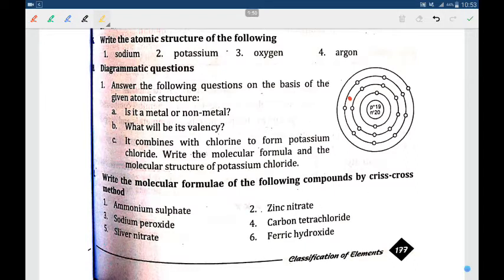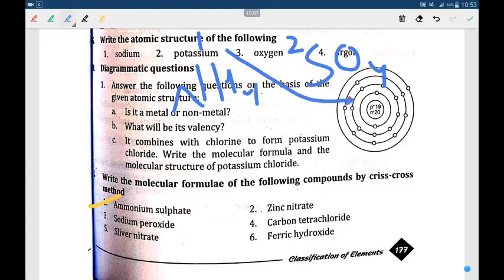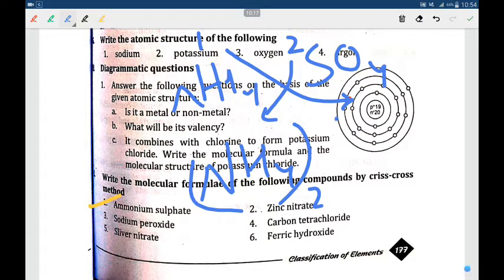Now students, next question: write the molecular formulae of the following compounds by the criss-cross method. First I'm going to do ammonium sulfate. Ammonium, first write down NH4. Ammonium sulfate is SO4. Valency of ammonium is 1, sulfate is 2. Criss-cross. Then NH4, this is the whole, 2 in bracket, SO4.